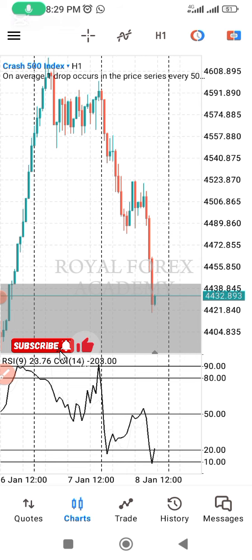I want to see a price action, a bullish signal, either a bullish engulfing candle, a pin bar, or a railroad track kind of candlestick pattern. If I get this pattern, I will be executing my trade on this 1 hour time frame.